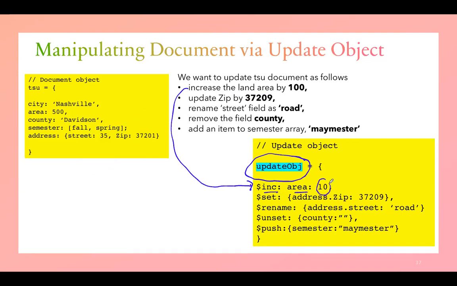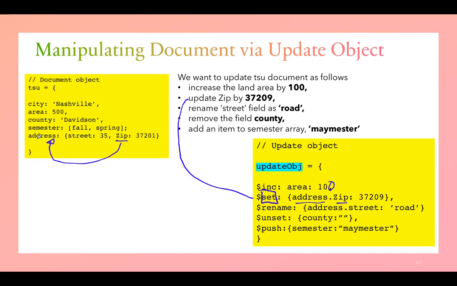So this should be 100, right? I made a mistake. I was typing by myself because I didn't copy paste from anywhere else. I had to create this, so I can make mistakes. Update the zip. How do you update? When you're using $set, you're essentially replacing the value. And I have to use address.zip because zip is a field inside address, which is a field inside this TSU document object. That's why I'm using address.street colon road.